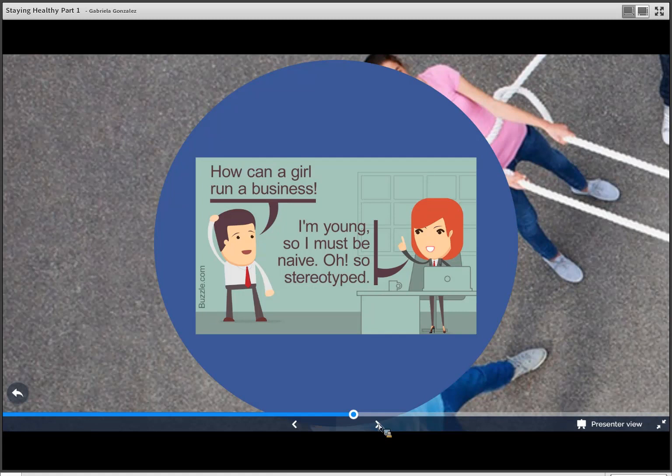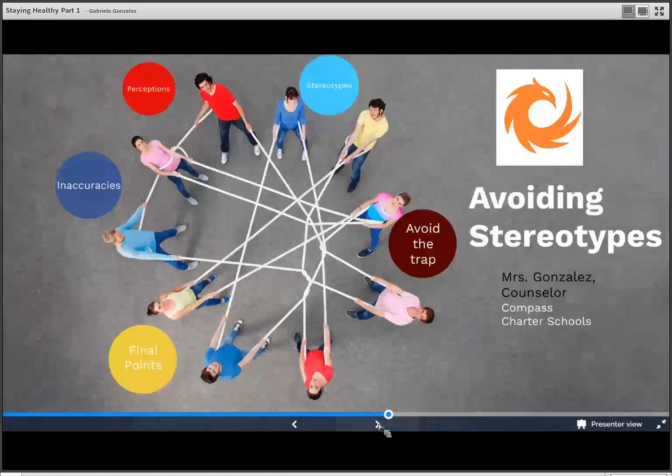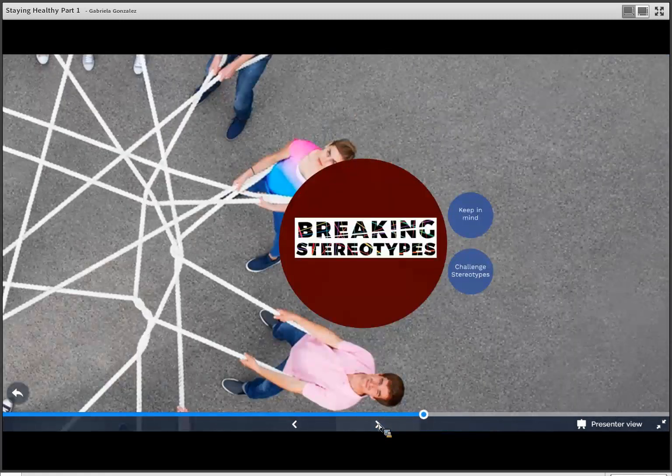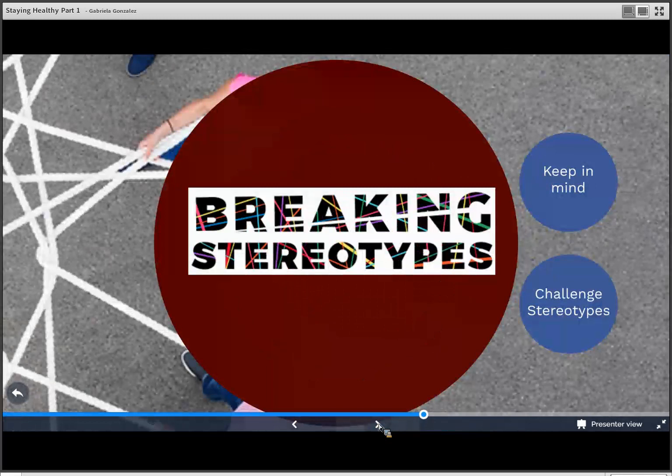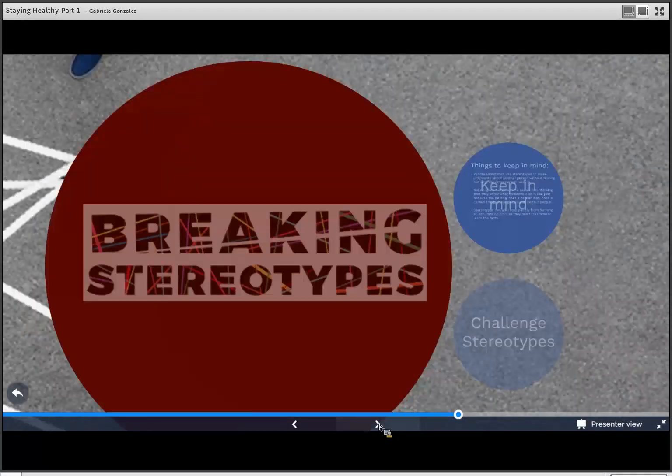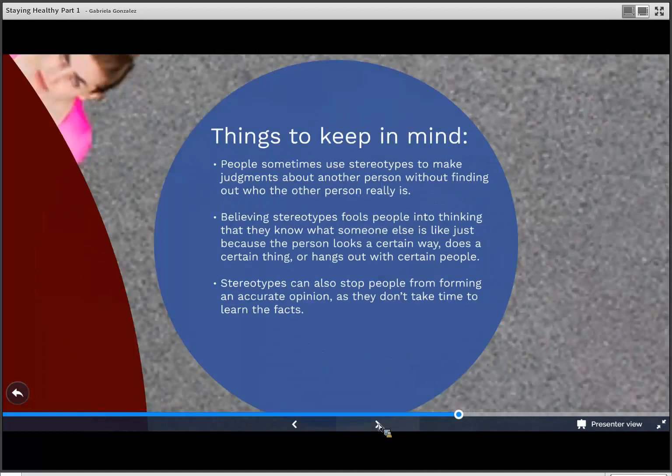of running successful businesses. So I caution you to really avoid falling into the trap of making judgments about people or stereotyping them without having the complete picture. So, working to break the stereotypes. And here are some things that you can keep in mind, something to remember to avoid falling into the traps of stereotyping.